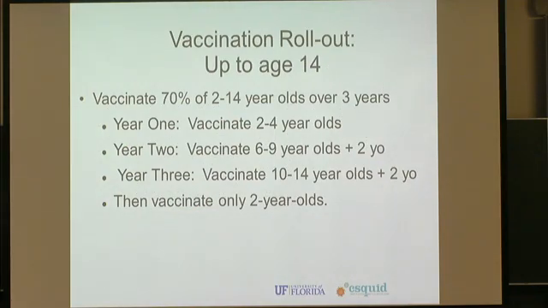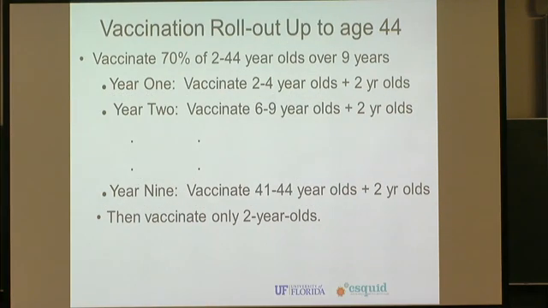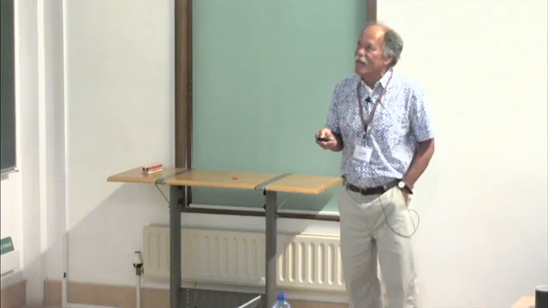And then we looked at various realistic rollout strategies. This is rolling out vaccine over a 3-year period to up to age 14, since you can't vaccinate everybody at the same time. And then this is a more complicated rollout strategy. It takes 9 years to reach all the way up to age 44 in graduated ways. And so these are the kinds of strategies that people think you might actually be able to pull off.